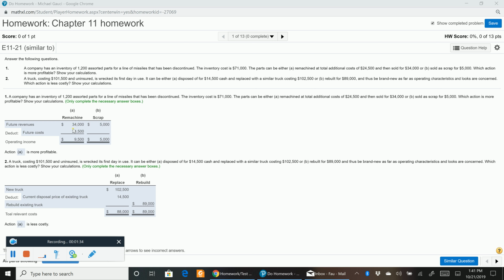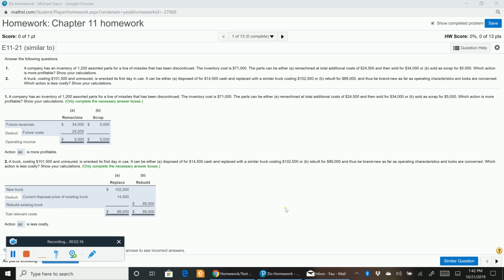But the remachining, alternative A, we have to spend $24,500 in order to do so. If we just scrap it, we have no future costs. So the future revenues deduct future costs gives us operating income. So if we remachine, we should be able to get a net of $9,500 operating income versus $5,000 if we simply scrap. So ignoring all qualitative measures, and we're just looking at quantitative measures, we are simply going to choose column A. But of course, qualitative measures need to be considered here as well.